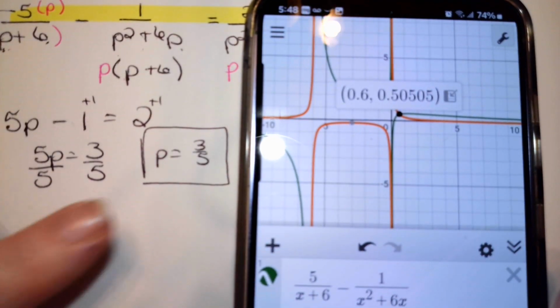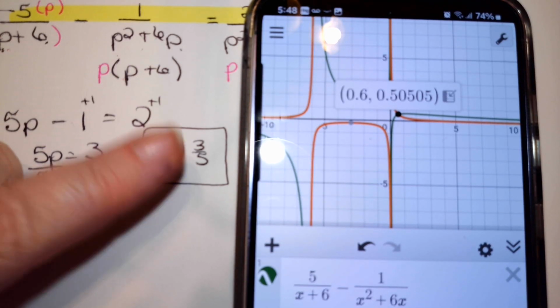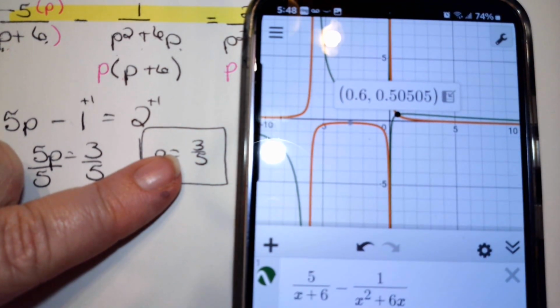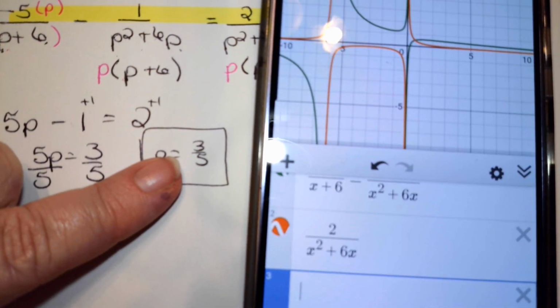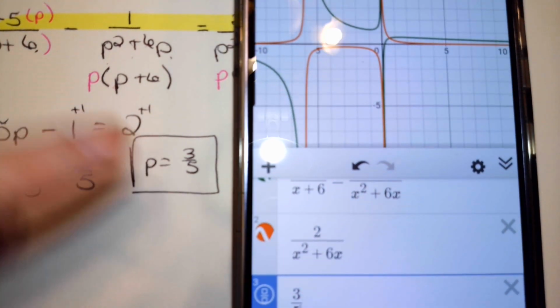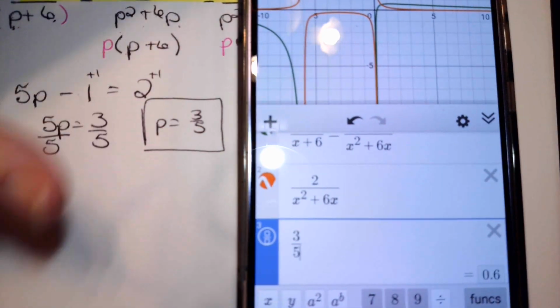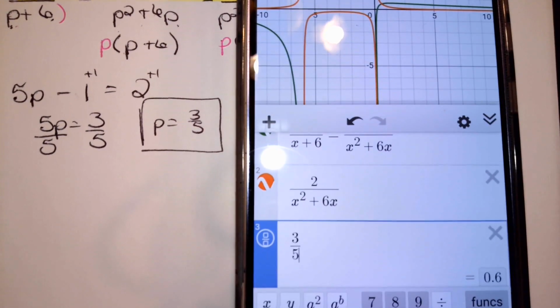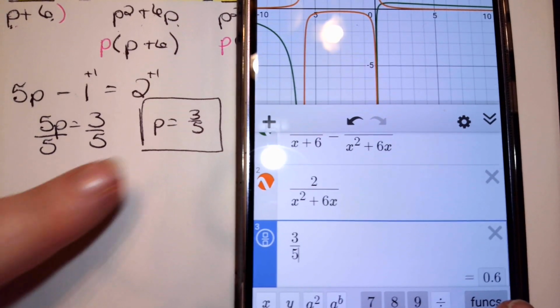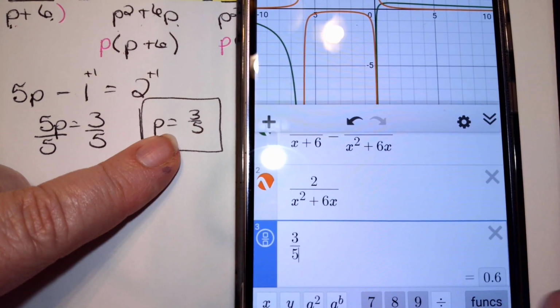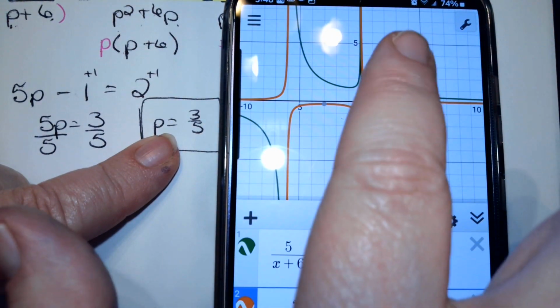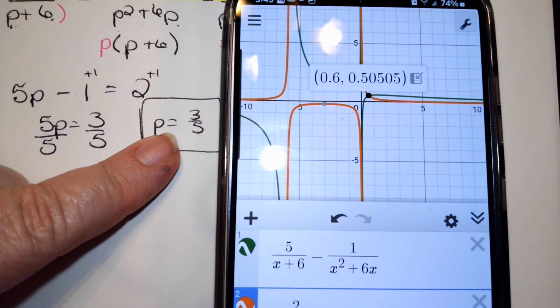Now, we've got our answer as a fraction, and I want to see if that fraction is the same thing as that 0.6. So I'm going to say 3 divided by 5. Does that give me 0.6? Well, the answer is yes. So my fraction is the same answer as the point of intersection. That lets me know that it is correct.